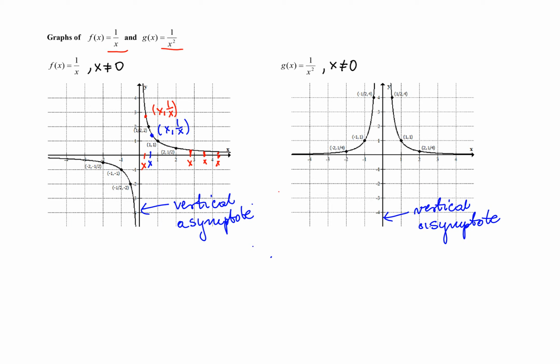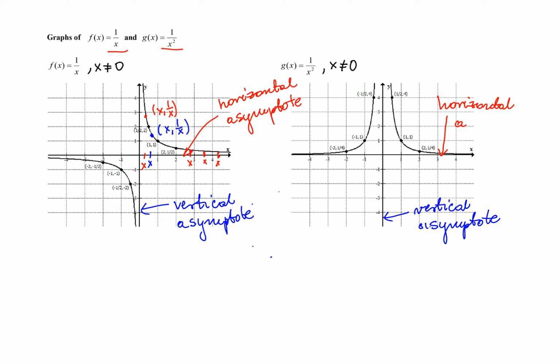So the graph approaches the x-axis, and we call the x-axis an asymptote, but this is a horizontal line, so we have a horizontal asymptote. So this rational function has two asymptotes. It has the vertical asymptote and the horizontal asymptote, and the same behavior is shown for the reciprocal of the square function. We also have here a horizontal asymptote.